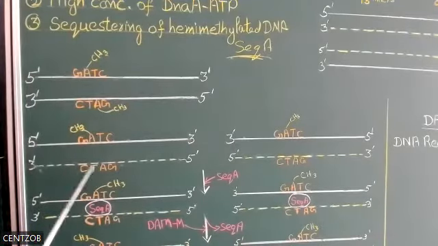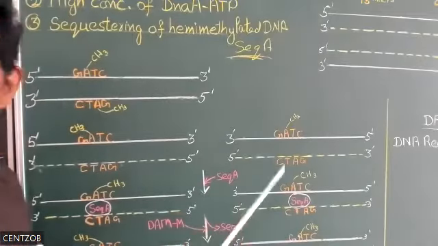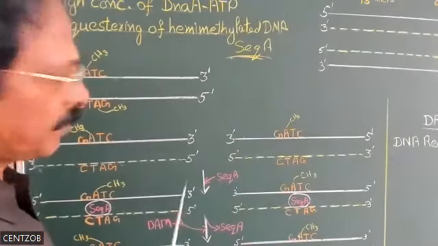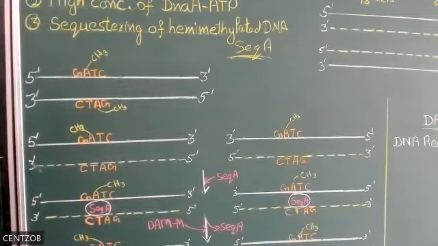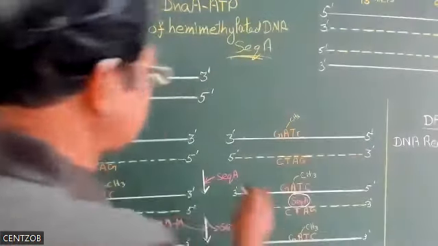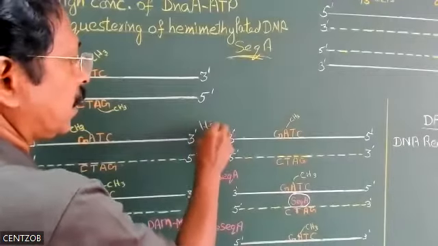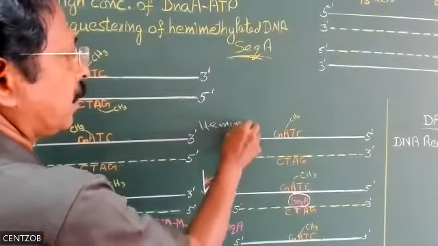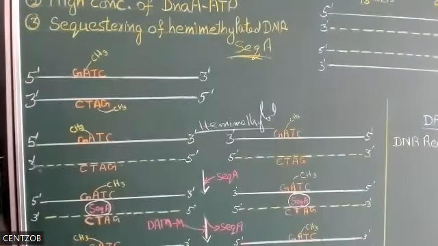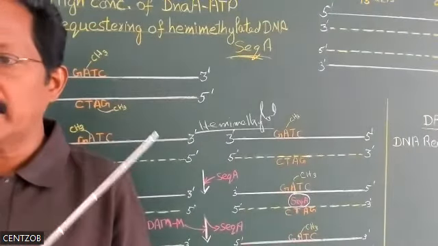So here, the daughter strand is not methylated. So in this condition, these two strands we can say what? Hemimethylated. Hemimethylated. So hemimethylated DNA cannot replicate. This is hemimethylated. Hemimethylated DNA cannot replicate. So here also is a regulatory mechanism.